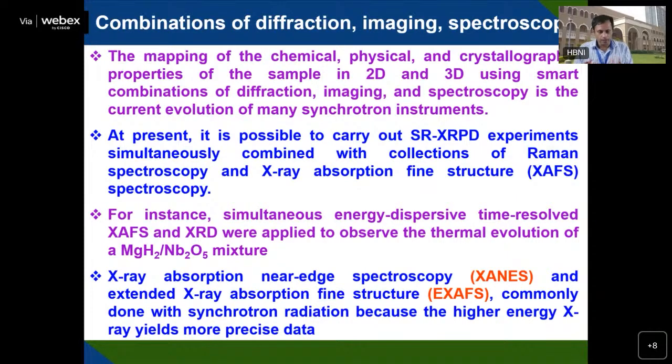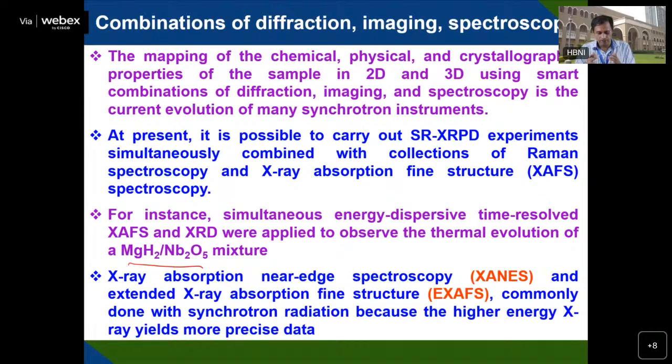By combining diffraction with imaging as well as spectroscopic techniques, you can get more information. For example, synchrotron experiments can be combined with Raman spectroscopy and X-ray absorption fine structure spectroscopy. Energy dispersive time-resolved spectroscopy and XRD can also be combined to get additional information about this type of structure. So if you have a complex structure, it can be analyzed using multiple techniques.